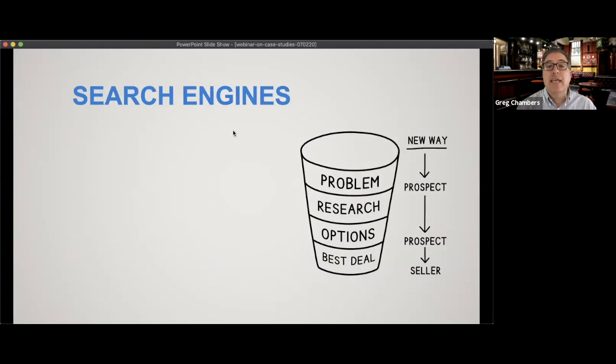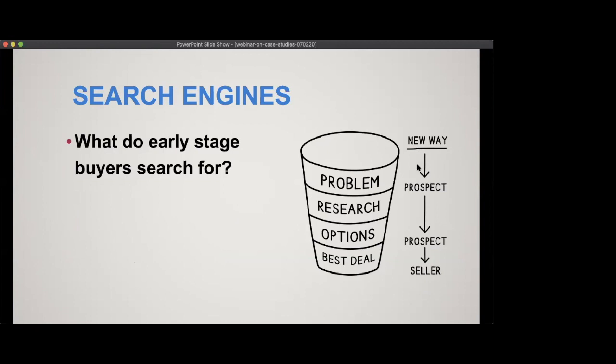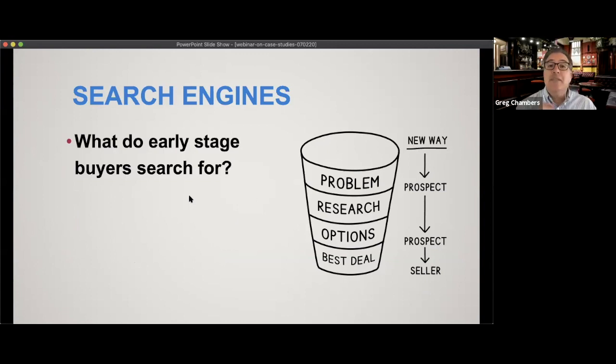So what's next? The way we do this is we plug it into search engines, right? So early stage buyers. What are they readily searching for, right? If we're going to build a case study and fit it into the new way that people are searching, then we need to know what it is that they're searching for, right?